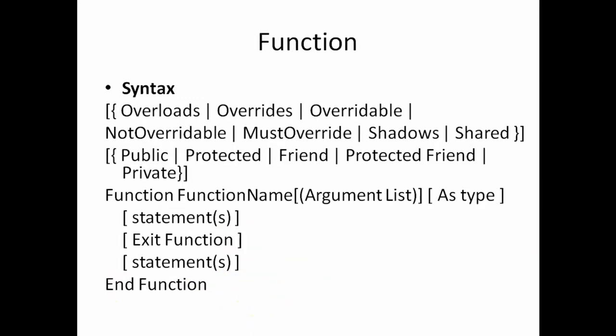Now let's move on to the second type of procedure, that is the function. As you can see, the syntax of the function is much similar to the syntax of the subroutine which we have already seen. The only difference is over here: instead of the Sub keyword, the Function keyword is used. Then the function name, again an optional argument list, and over here there is a difference between a subroutine and a function. A subroutine doesn't return any value, whereas a function always returns a single value. So over here there is a difference.